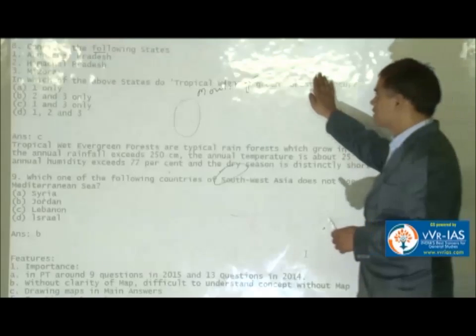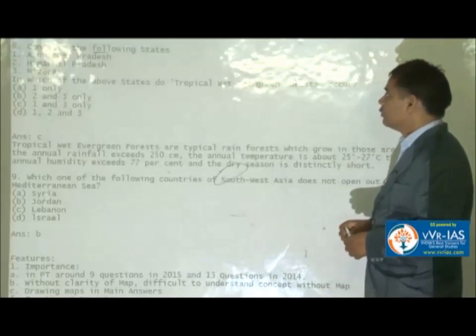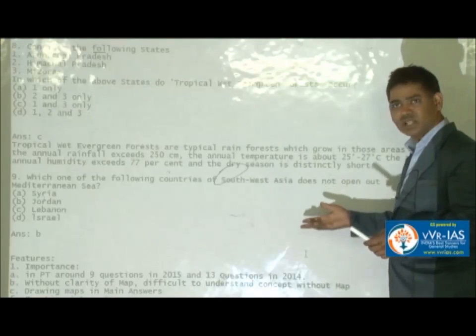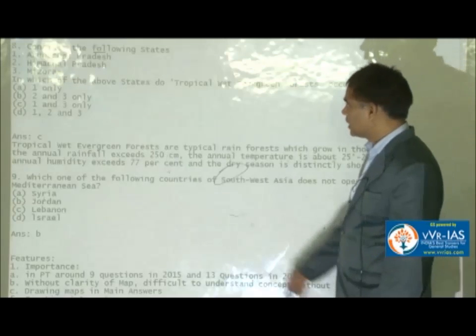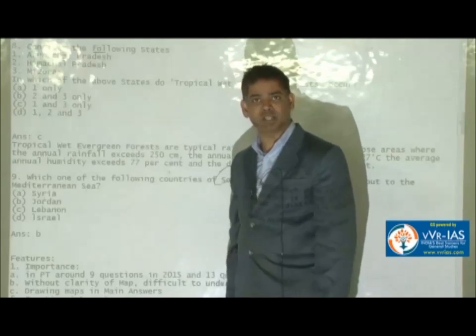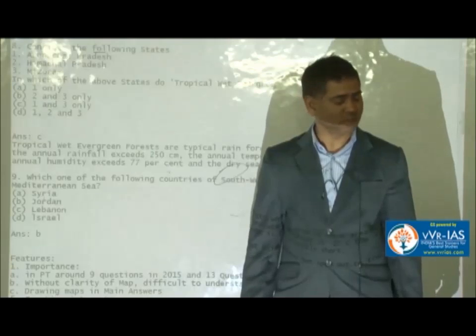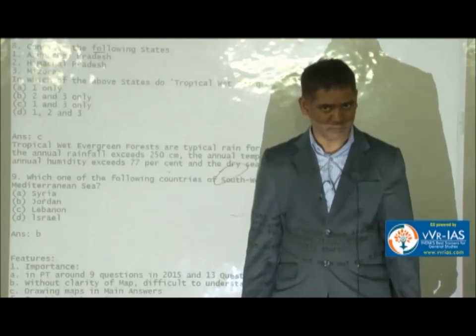Consider the following states: Arunachal Pradesh, Himachal Pradesh, Mizoram. In which of the above states do tropical wet evergreen forests occur? So, you know Arunachal Pradesh is a hot spot of India. Assam is a hot spot, like certain valleys of the northeast are hot spots. So in Arunachal Pradesh we can have an evergreen forest, no problem. But if you go to Himachal Pradesh, there is no high temperature in Himachal Pradesh. You cannot have evergreen forest in Himachal Pradesh.